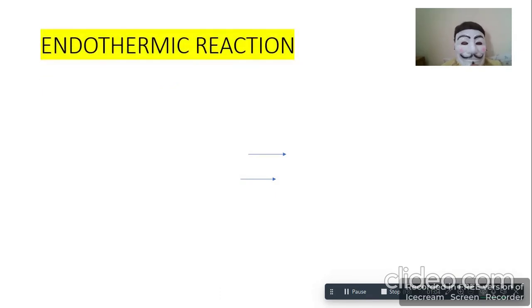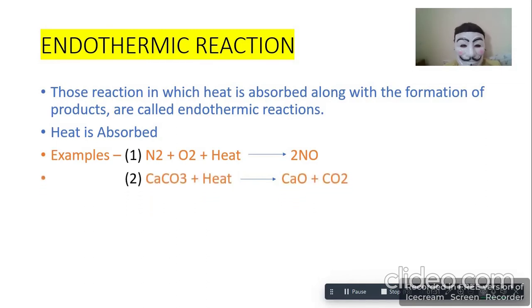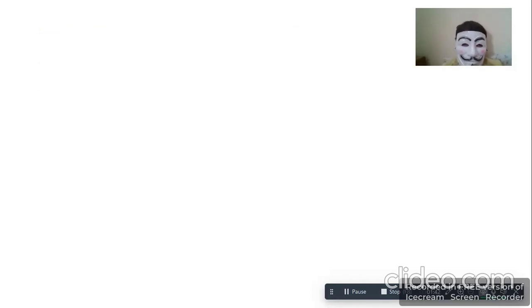Okay, next, endothermic reaction, which is one of the main topics. This is the opposite of exothermic reaction. In exothermic we saw heat was released, and in endothermic, the heat is absorbed along with the formation of product. Those reactions in which heat is absorbed along with the formation of product are called endothermic reactions. So here heat is absorbed. Examples would be N2 plus O2 plus heat giving 2NO, and calcium carbonate plus heat giving CaO plus CO2, which is calcium oxide plus carbon dioxide.